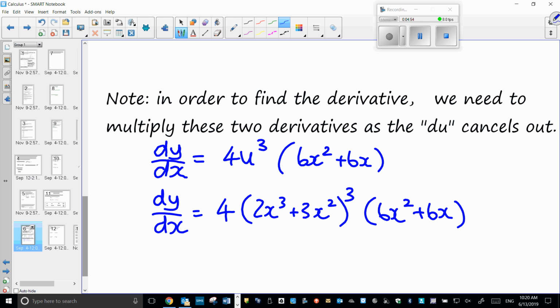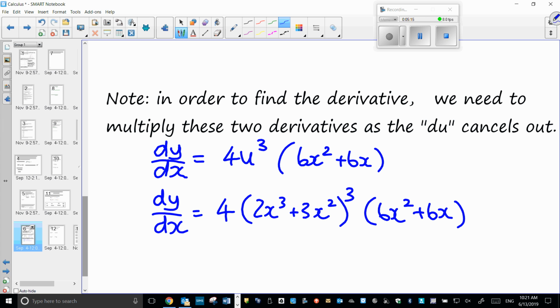So it was a matter of establishing what should be my u, rewriting my expression so that y is now in terms of u, differentiating those two things and multiplying them together. Okay, so it's not a hard process and you get given that.